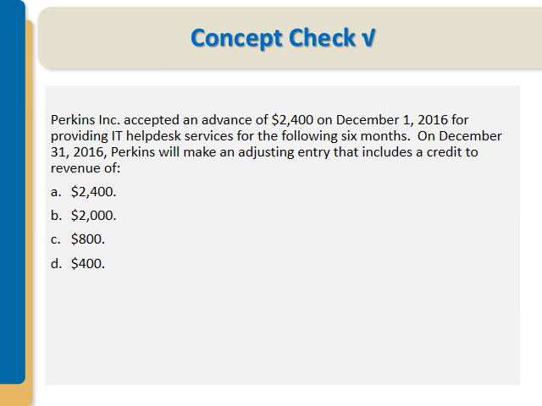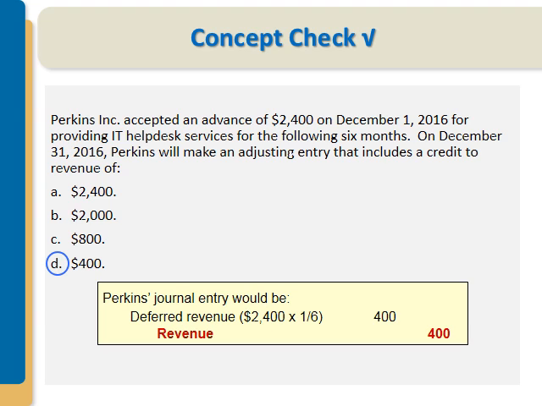Concept check. Perkins Inc. accepted an advance of $2,400 on December 1st, 2016 for providing IT help desk services for the following 6 months. On December 31st of 2016, Perkins will make an adjusting entry that includes a credit to revenue of... Perkins' journal entry would be a debit to deferred revenue of $2,400 times 1/6, or $400, and a credit to revenue of $400.